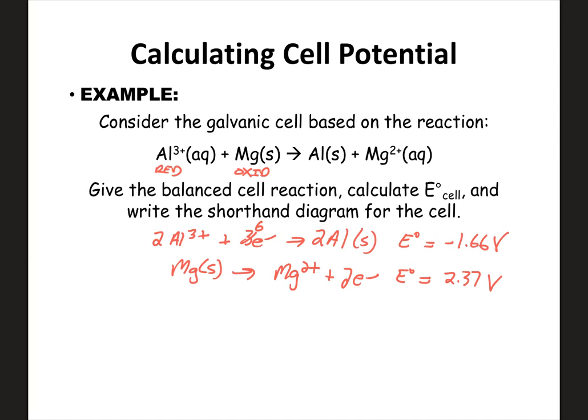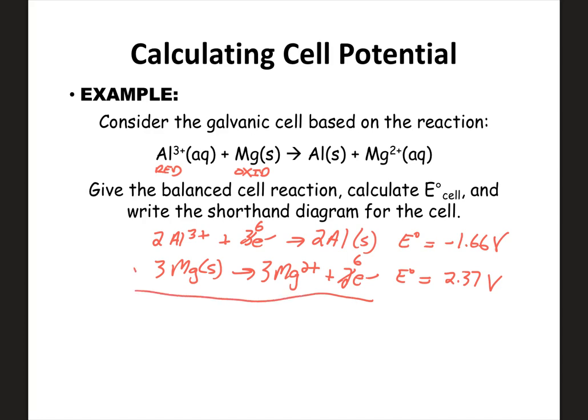But remember, when you multiply a half reaction, you don't do anything to the E naught, because this is a ratio here. So multiplying by a number doesn't do anything to the cell potential here. Don't fall for the trick. And then the magnesium half reaction is going to have to be multiplied by 3. So I'm going to have 3 Mg solid, 3 Mg2+, and then my 6 electrons.